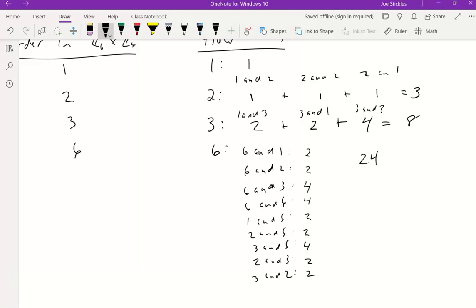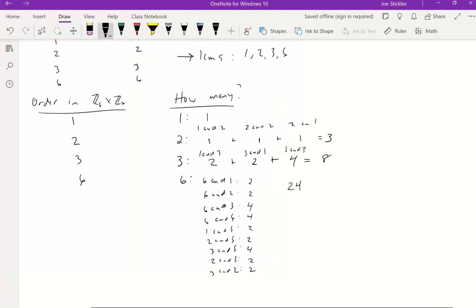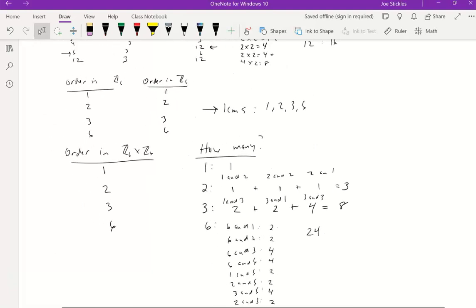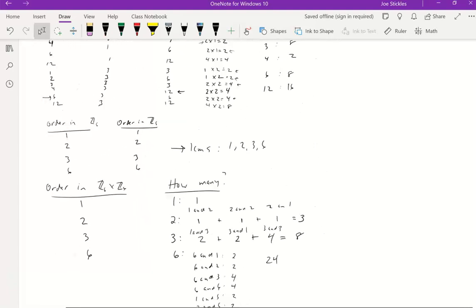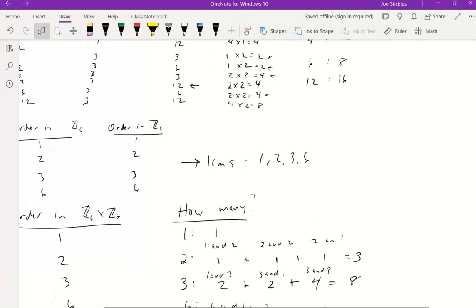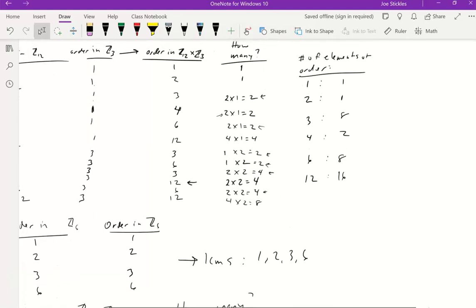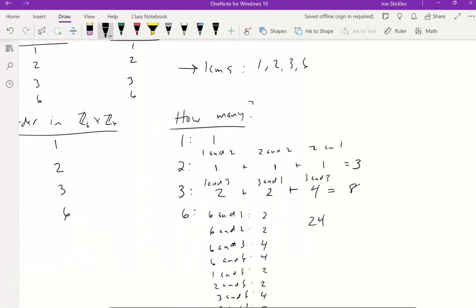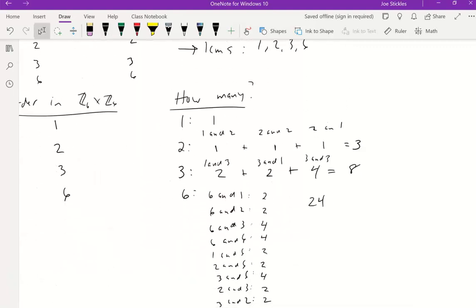The whole point of this now was to show that these two groups are not isomorphic. In particular, Z12 cross Z12 cross Z3 has an element of order 12, doesn't it? Does Z6 cross Z6 have an element of order 12? No. So can they be isomorphic? No.